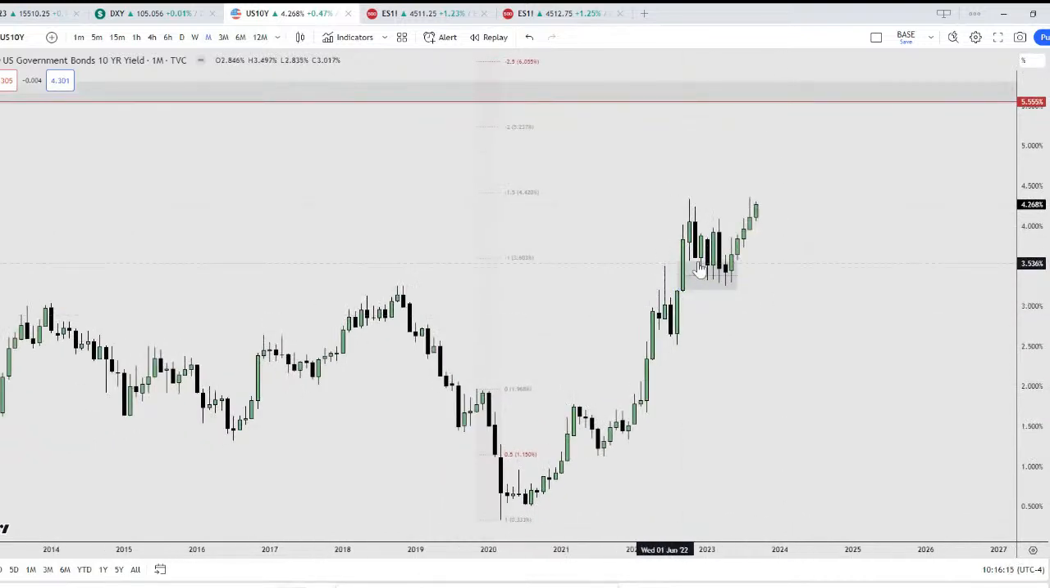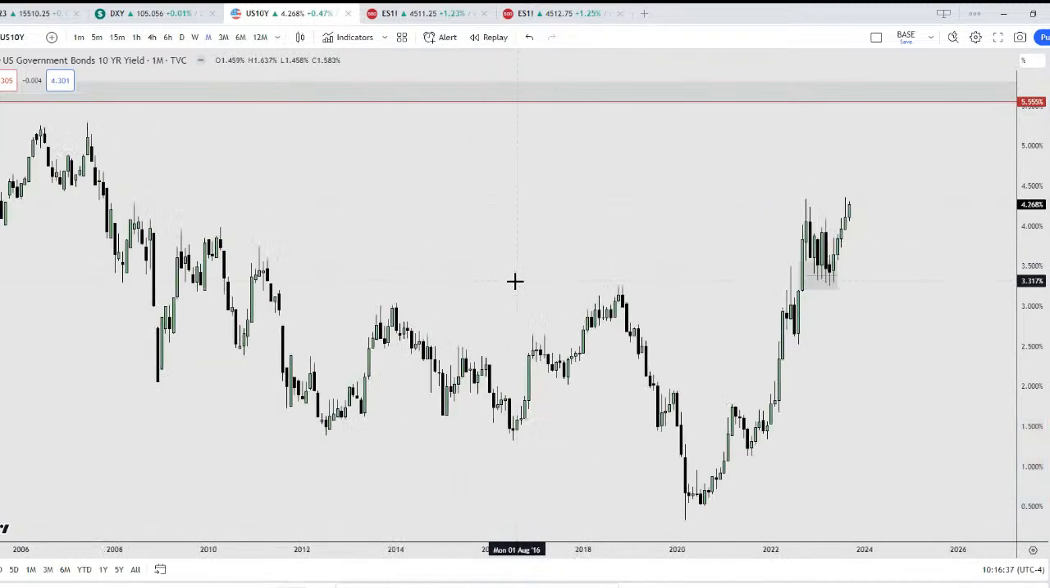Okay, and this fair value gap lines up nicely with this breaker. Okay, nicely. All right, so this is what the students like to call the unicorn setup. So yep, higher yield, higher dollar, low bonds, bearish for indices. Okay, and I think that's all for this week.